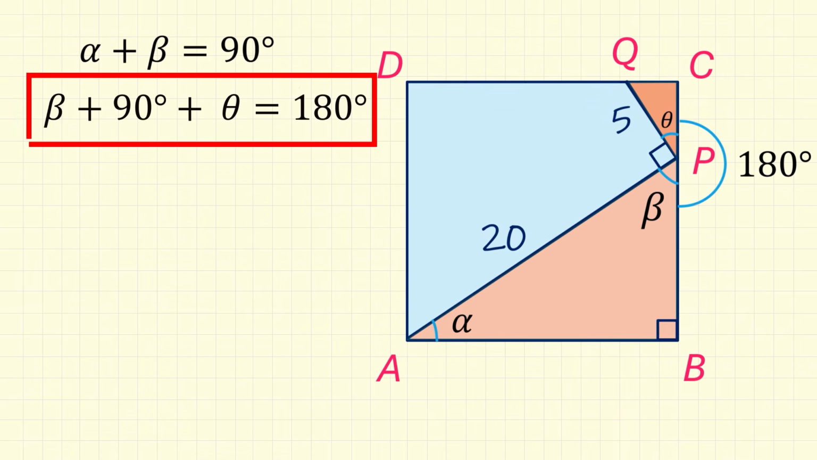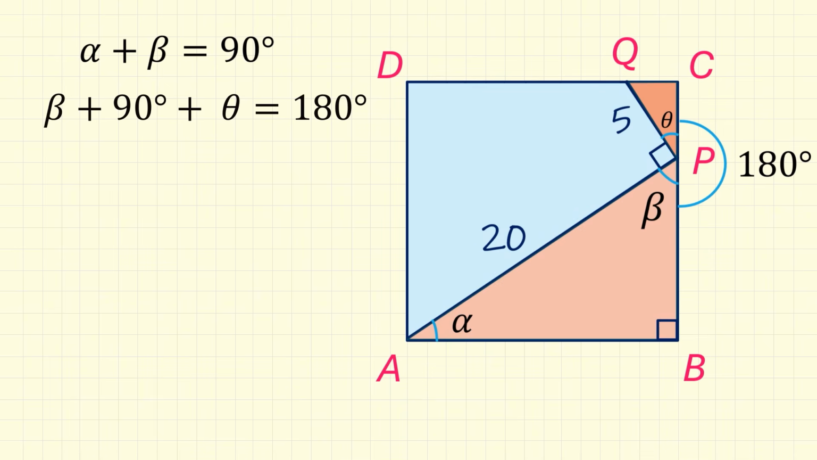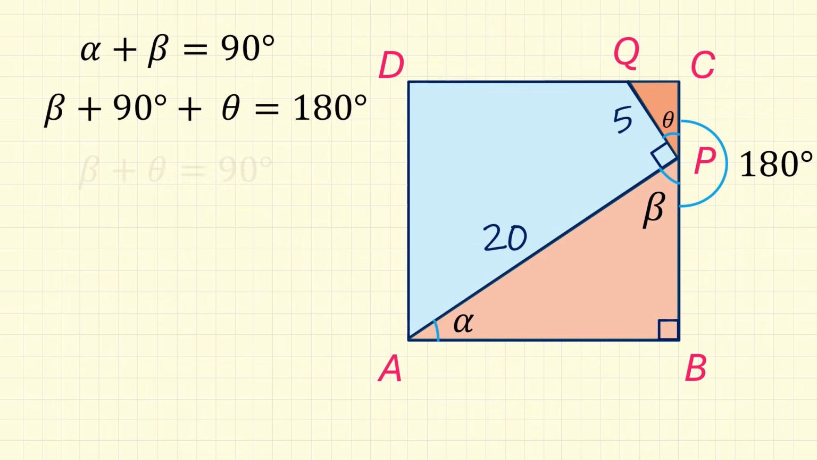So, beta plus 90 degrees plus theta equals 180 degrees. Subtracting 90 from both sides gives us beta plus theta equals 90 degrees. Alpha plus beta equals 90, and beta plus theta also equals 90, so theta must be equal to alpha.